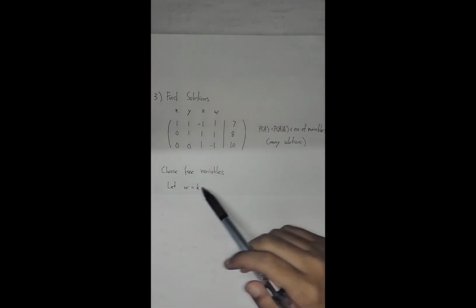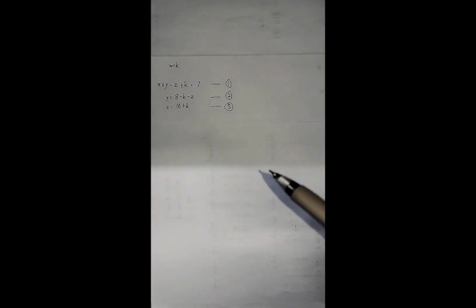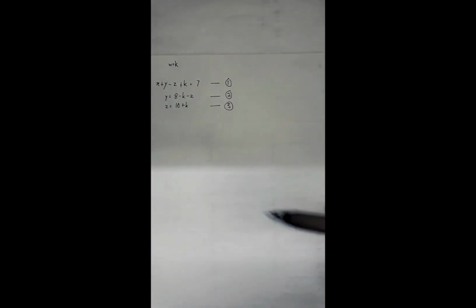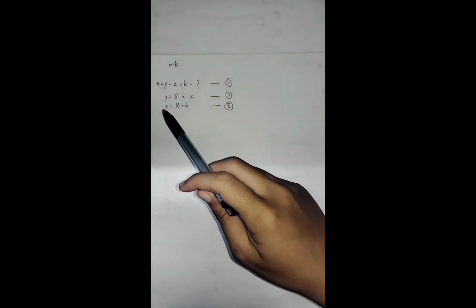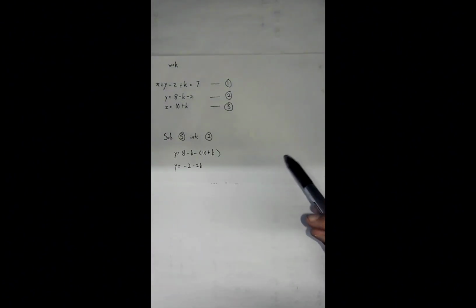So just substitute it into the equations, and we will get x plus y minus z plus k equal to 7, and y equal to 8 minus k minus z, and z equal to 10 plus k. So now we can find the solutions from the equations we get. So just do the substitution so we can find the values of x, y, and z. So as you can see, this is what we will get.